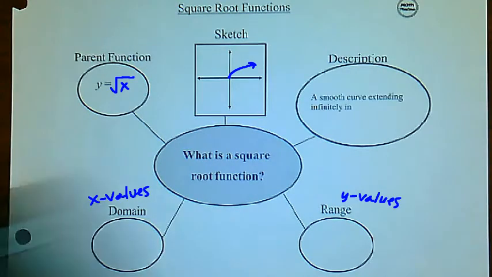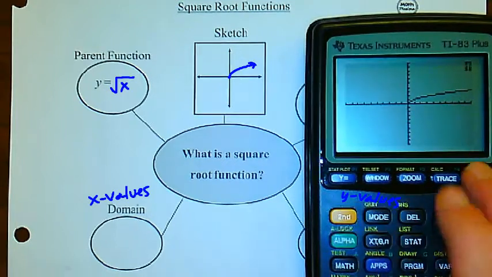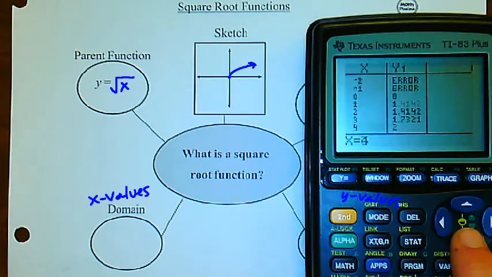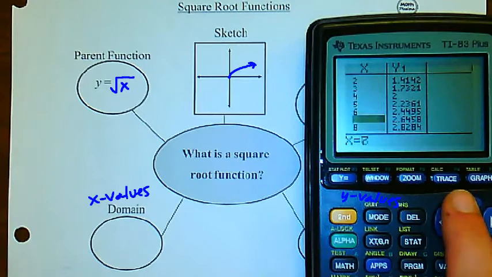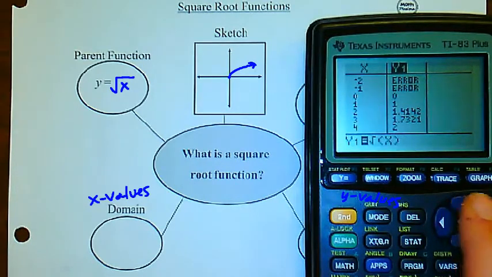So, what I mean by that, if I go to my table, all right, notice that when my x is negative, it's an error, okay? It's impossible. Similarly, for the y's, it stops at 0. It's never going to be negative.